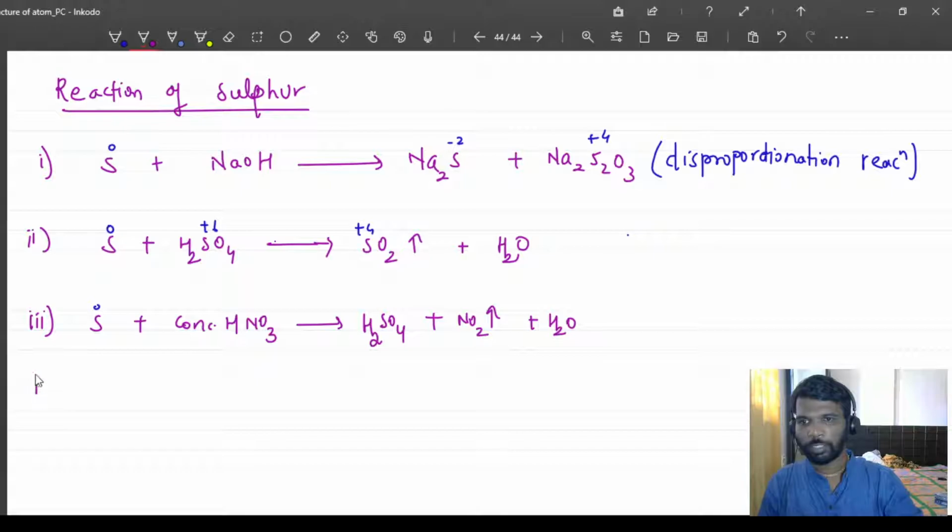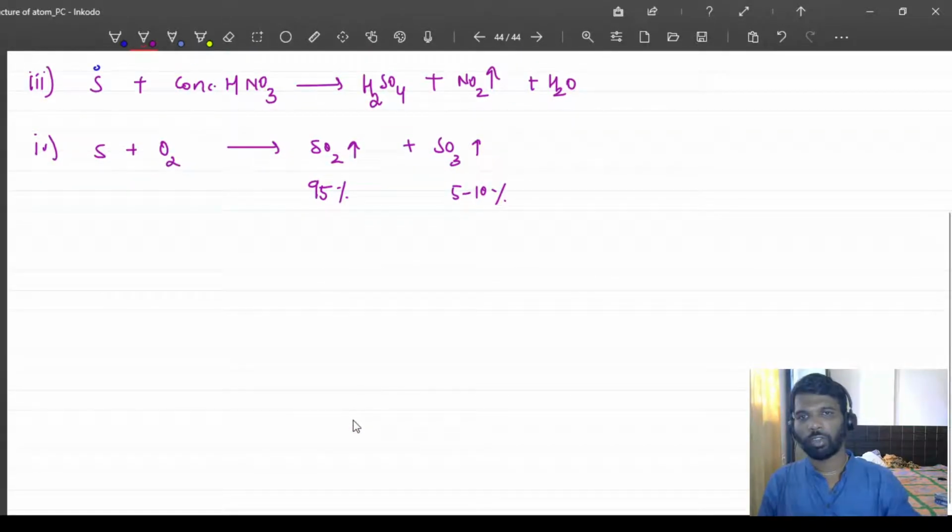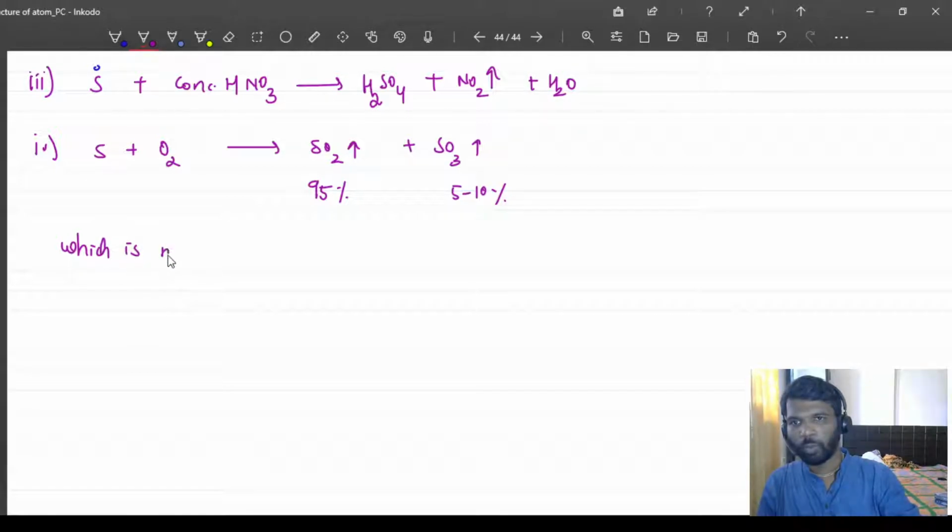And if the sulfur is reacting with O2, what we get is sulfur dioxide and sulfur trioxide. Both are gases. This you will get in 95% and this is just 5 to 10%. This is oxidation.